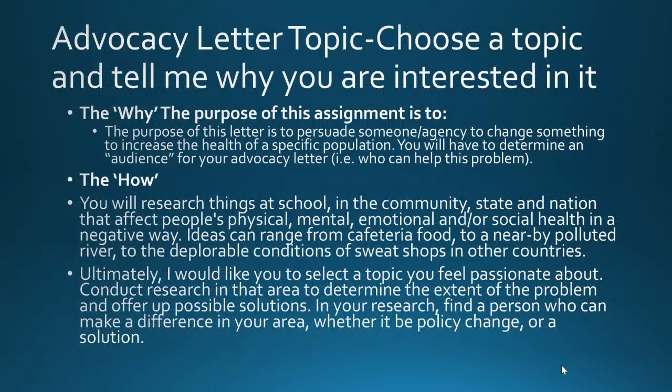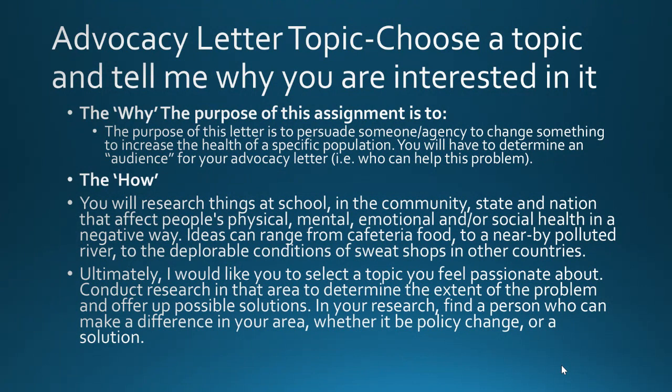Just to review what the advocacy letter is: the purpose of the letter is to persuade someone or an agency to change something to increase the health of a specific population. You are the one who will determine who your audience is for your letter and what your topic is. So for this week's assignment, you're going to choose a topic that you are interested in, and this is a topic you will focus your advocacy letter on.